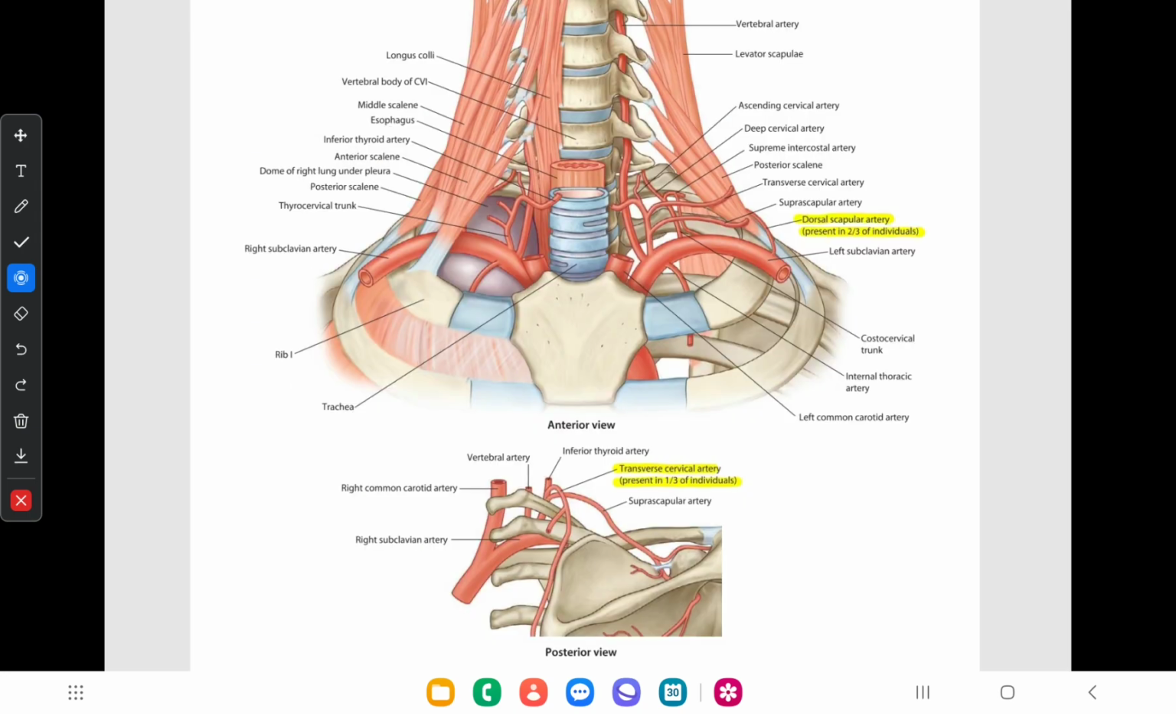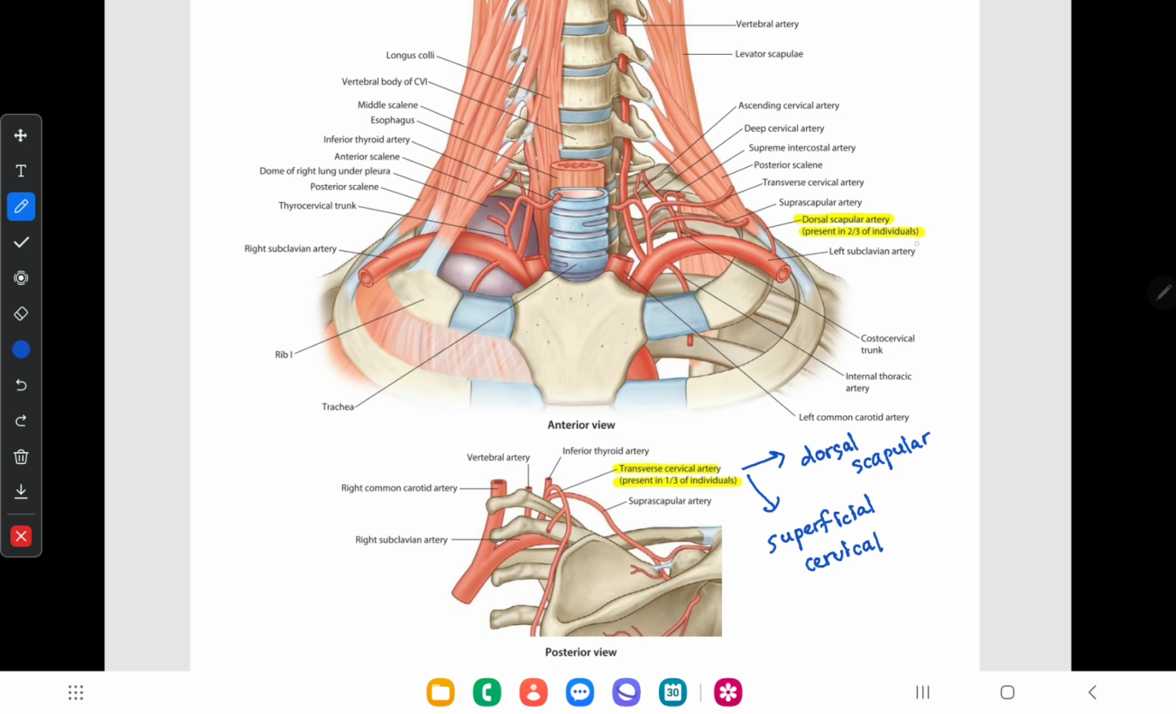Then the other branch of the thyrocervical trunk is the transverse cervical artery. Here you can see the transverse cervical artery, which is arising from the thyrocervical trunk. It is present in only 1/3 of individuals. In those 1/3 of individuals, the transverse cervical artery gives two branches as dorsal scapular artery and superficial cervical artery.